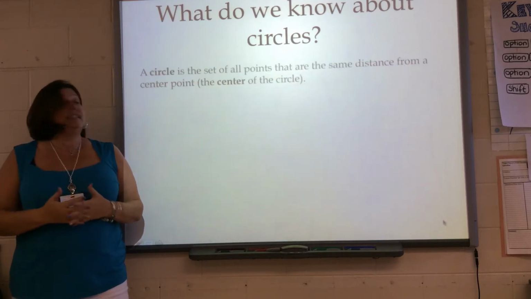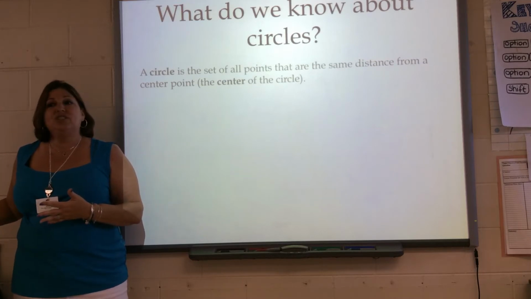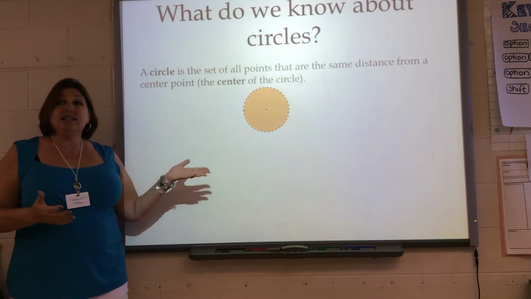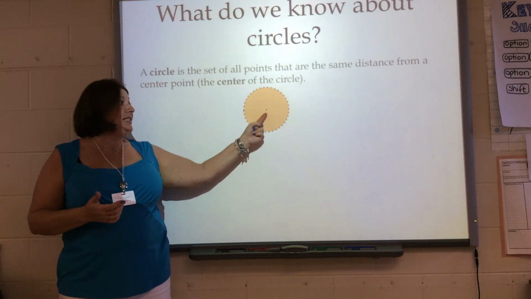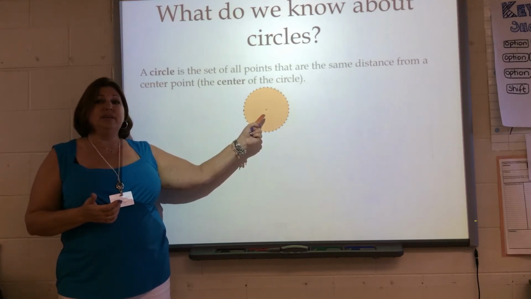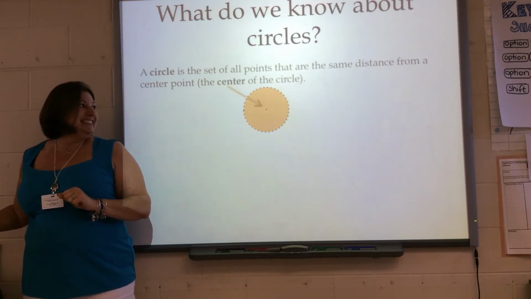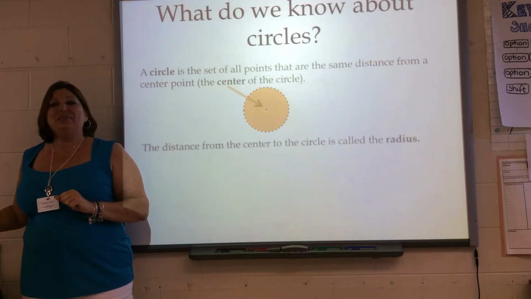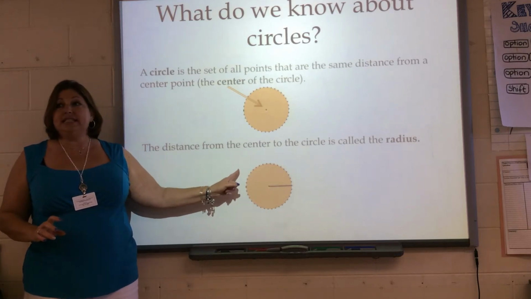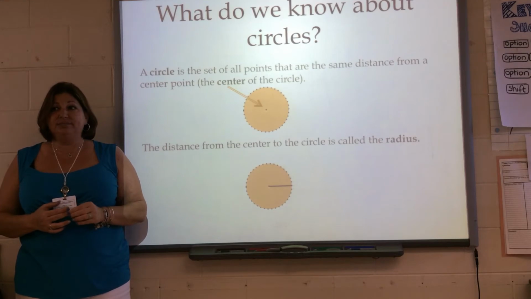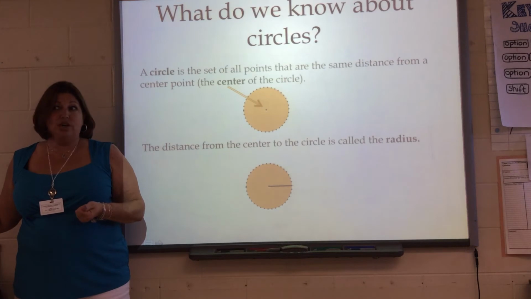A circle is a set of all points that are the same distance away from a center point, which is the center of a circle. So, a circle is a set of points that's the same measure away from a center point. What do you think we call that same distance away? Right, we call it the radius. So all of these points are a radius distance away from the center. That's how we measure circles, by how long the radius is.